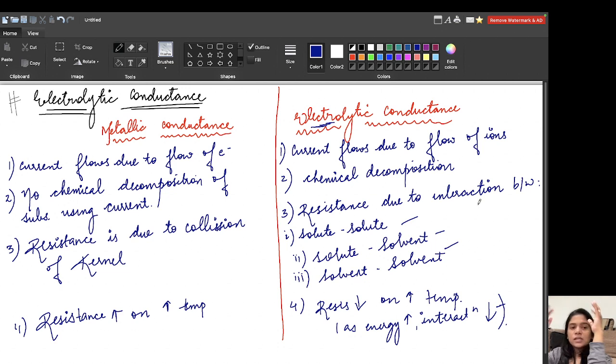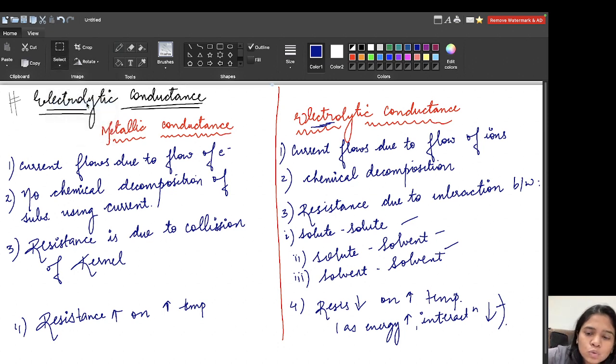So now here we saw a few things of metallic conductance as well as electrolytic conductance. In metallic conductance, the current flow is due to flow of electrons. In electrolytic conductance, the current flow is due to flow of ions. There is no chemical decomposition in one, and there is a chemical decomposition in the other. Third thing is resistance is due to the kernel, and here the resistance is due to the interaction between particles. More interactions, more resistance. So how do we break that interaction? We break that interaction by increasing the temperature so that your conductance increases.